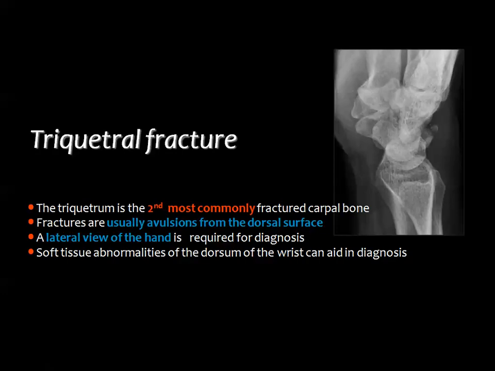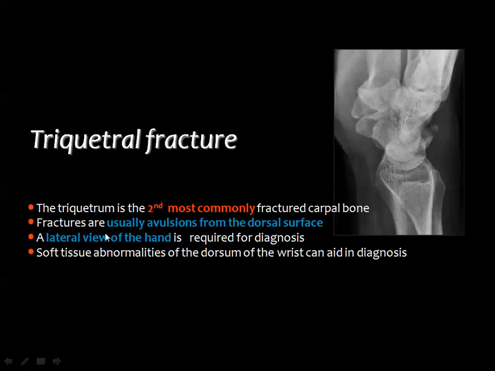Then we come to the triquetral fracture. You know that the first row of the carpal bones includes the scaphoid, the lunate, and the triquetrum. And this triquetrum is considered the second most common bone to be fractured, of course, after the scaphoid bone.